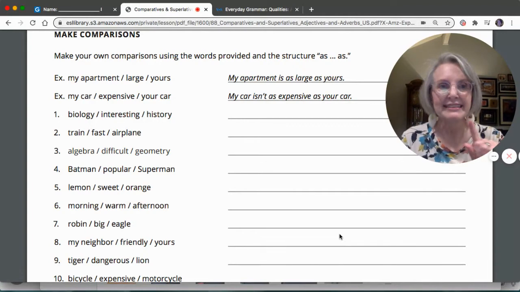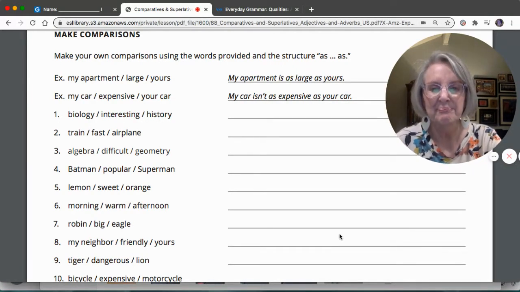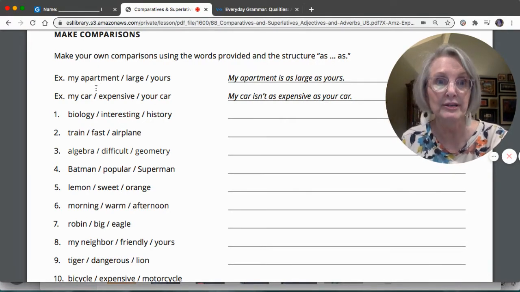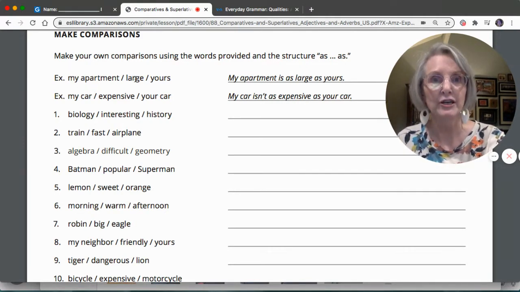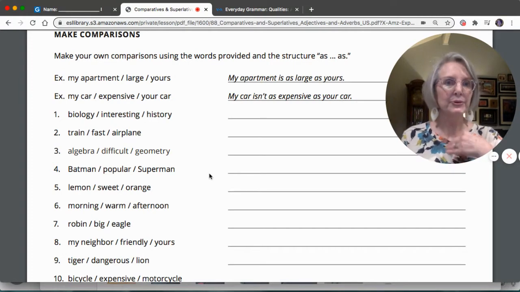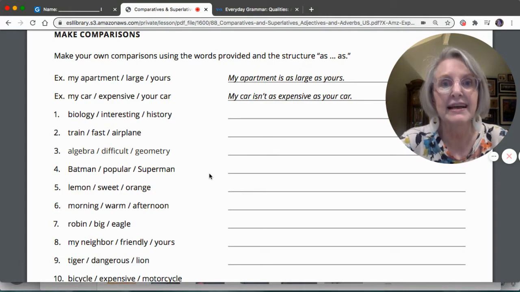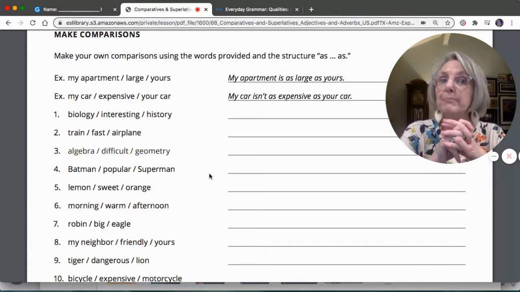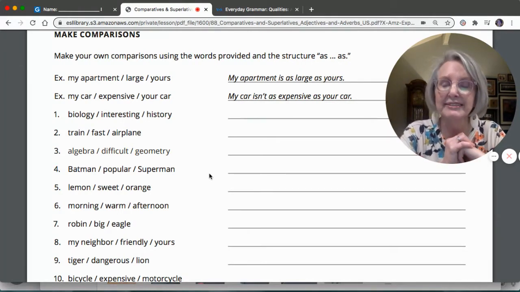So you could freeze this or hit pause on your video, and you can try some of these as well. So this is the way they show you these. They just give you some of the words in the sentence. It says, my apartment, large, yours. Now you can make this any way that you want. So they wrote the sentence, my apartment is as large as yours. So that means that they are equal. They are both the same size. My apartment is as large as yours.